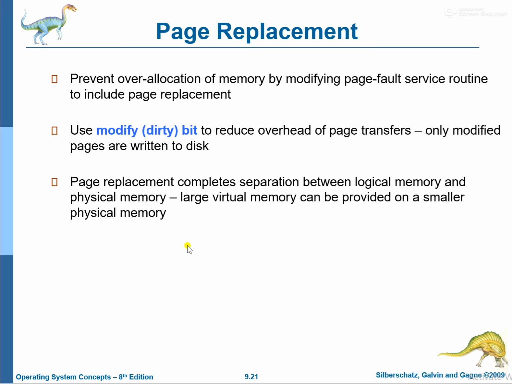Like you have the valid-invalid bit, the same is the modify or dirty bit that you attach with each page in the hardware, and this modify bit for a page is set by the hardware whenever any byte in the page is written into, so it shows that the page has been modified. So when we select a victim page for replacement, we examine its modify bit. So if the modify bit is set, then it means that page has been changed or modified.